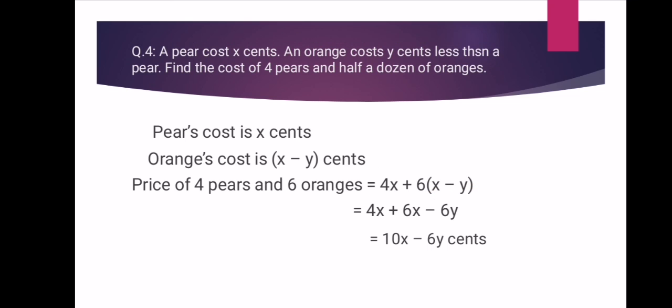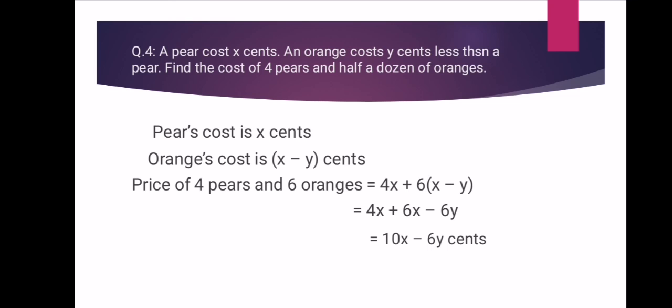Okay, now let's have a look at this next question. The statement says that a pear costs x cents, and I have written it over there in the solution, and an orange costs y cents less than a pear. So the orange cost is going to be x minus y cents, and we are asked to find out the cost of 4 pears and half a dozen oranges. The pear's cost is x, so the cost of 4 pears is going to be 4x, and the orange costs x minus y, and we have to find the cost of half a dozen oranges, and we know that in a half dozen there are 6 oranges.